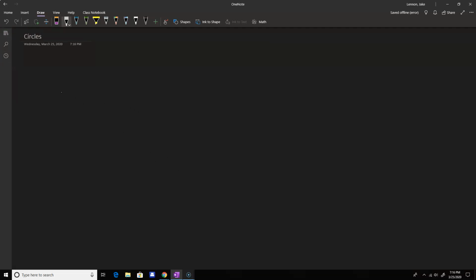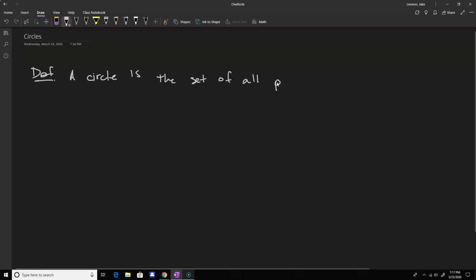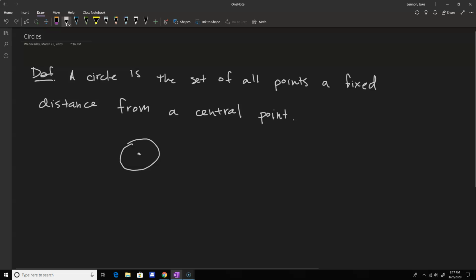So for right now, we're not talking about any analytical geometry. We're just talking plane geometry. So how would you define that? Well, a circle is the set of all points a fixed distance from a central point. So again, those are your two components. Have a circle like this, that dot is your center, and the fixed distance away is the radius. So r is the fixed distance, known as the radius.